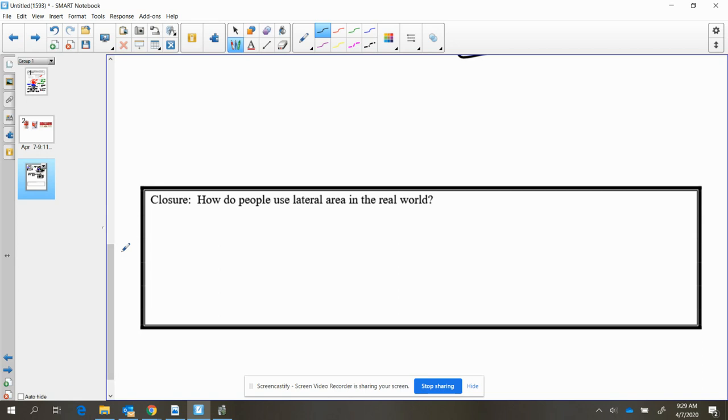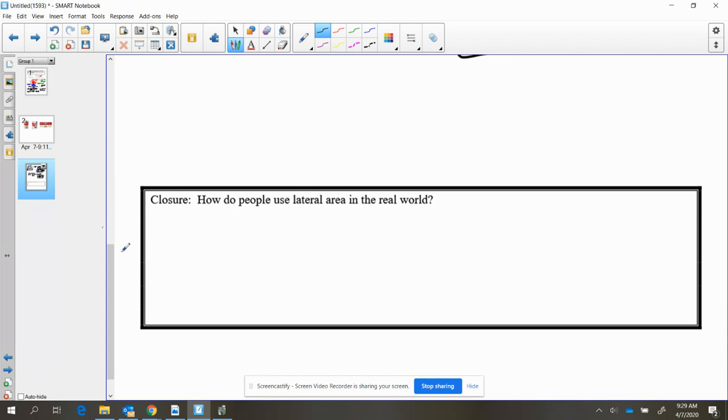Last but not least, a little closure activity. Think about, for prisms, for cylinders, you could choose either example. Maybe you have more than one, but what is a way that people would use lateral area in the real world? Take a moment to answer that.